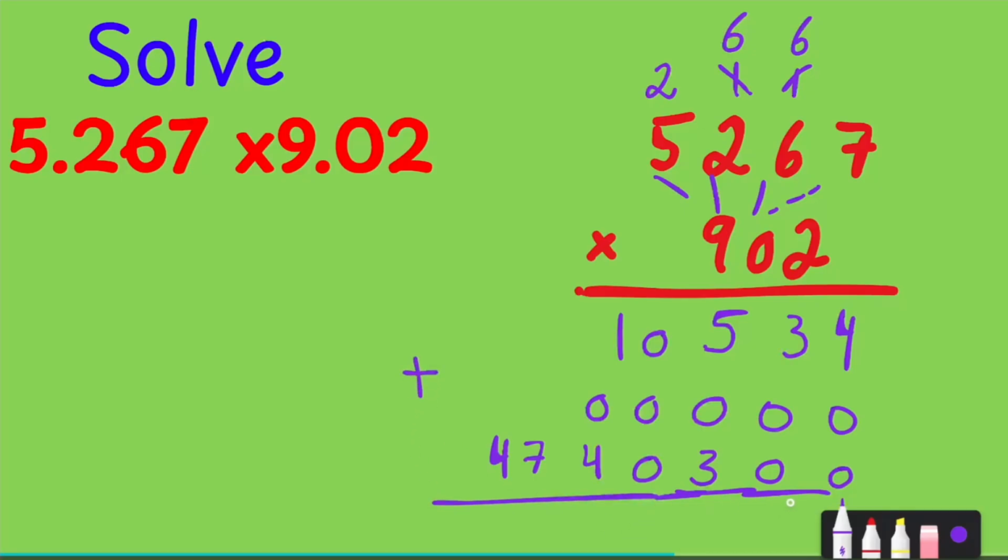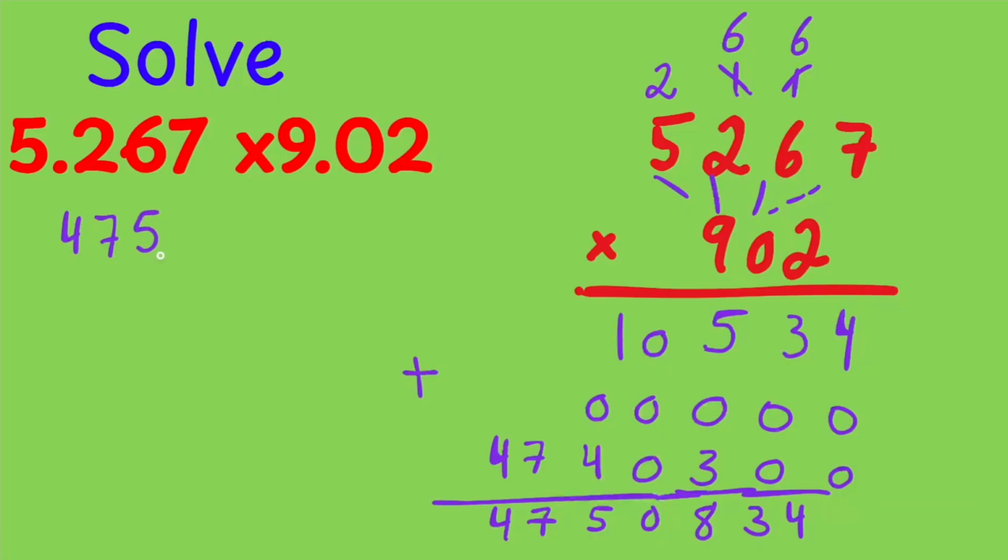As we said, the final step, we will add. 4 plus 0 equals 4. 3 plus 0 plus 0 equals 3. 5 plus 3 equals 8. 0, 5, 7, 4. This is my final answer. 4, 7, 5, 0, 8, 3, 4.